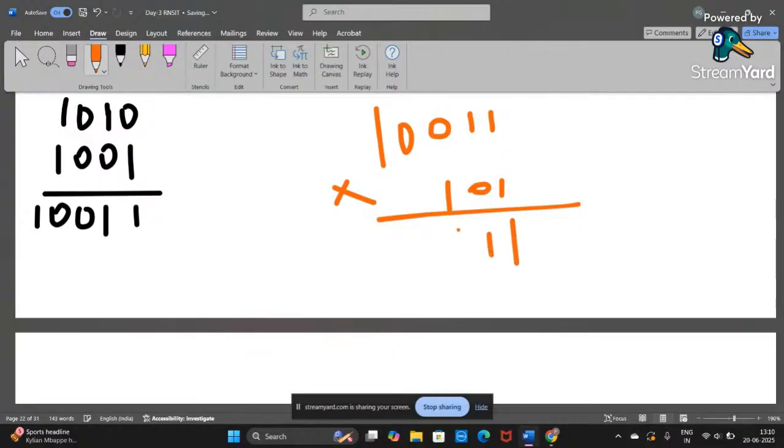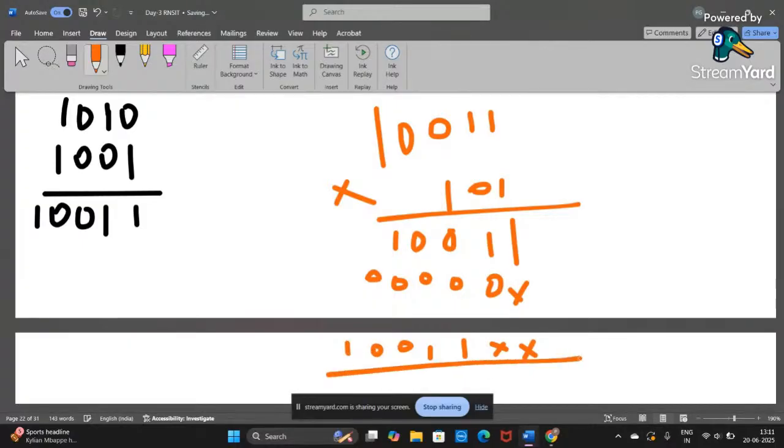Okay. When you multiply with 1, with all the numbers, it will be the same: 1, 1, 0, 0, 1. Then you have to leave one space and multiply with 0. When you are multiplying with 0, all the digits will become 0, 0, 0. Again, you have to leave two spaces and multiply with 1. When you multiply, it will be the same. Now you have to add all this.